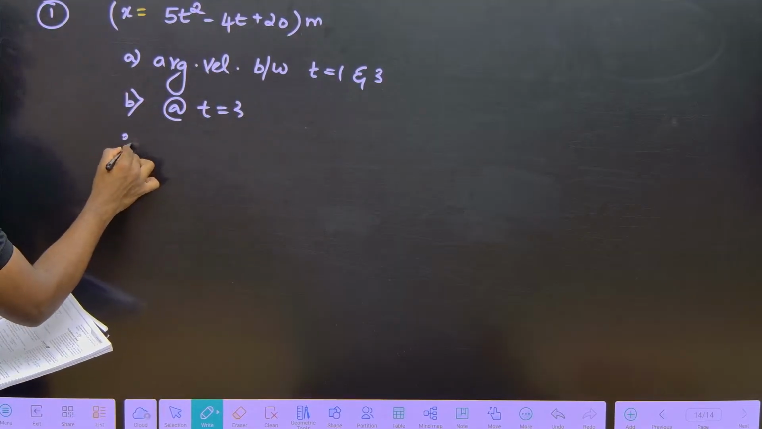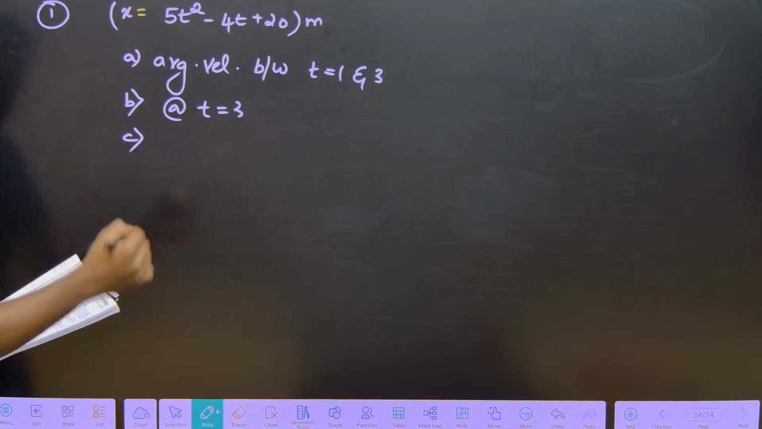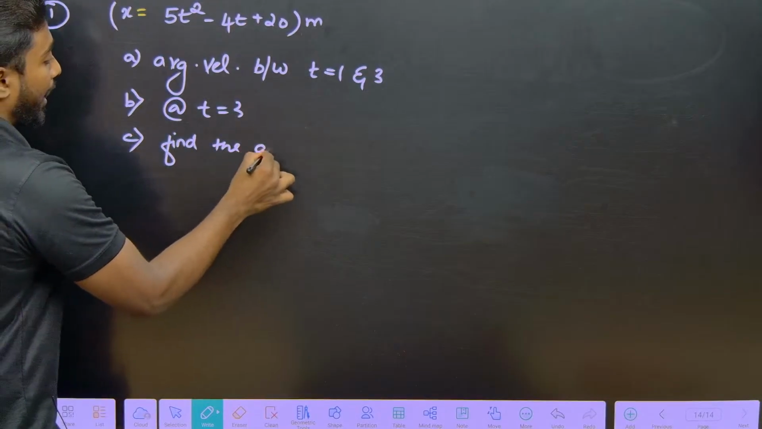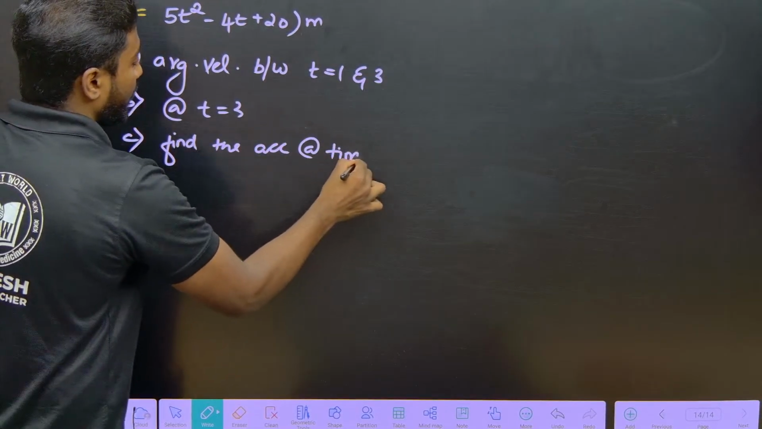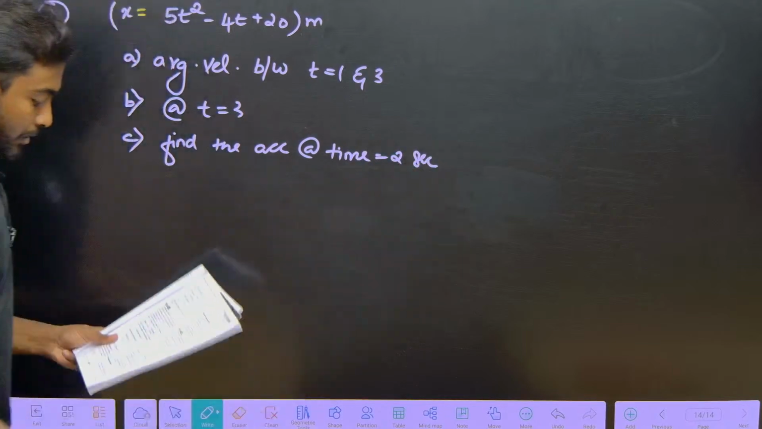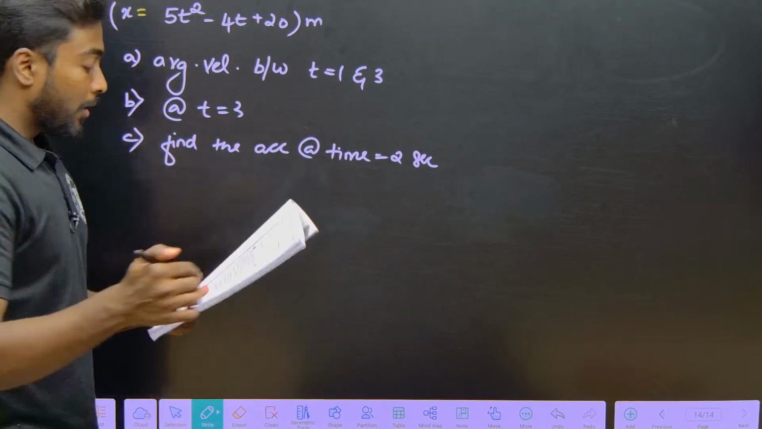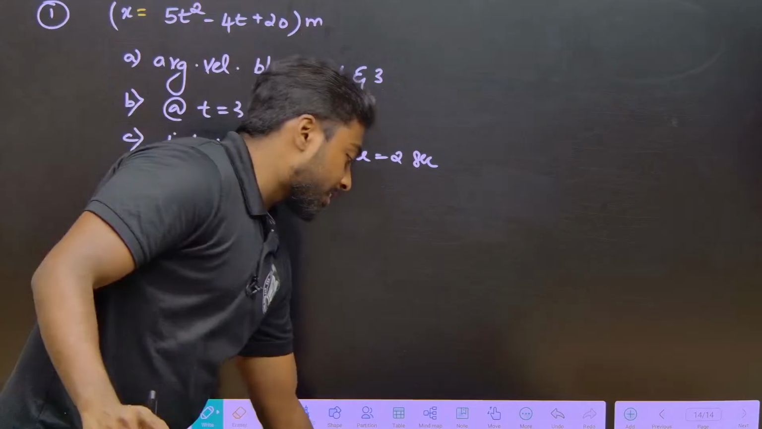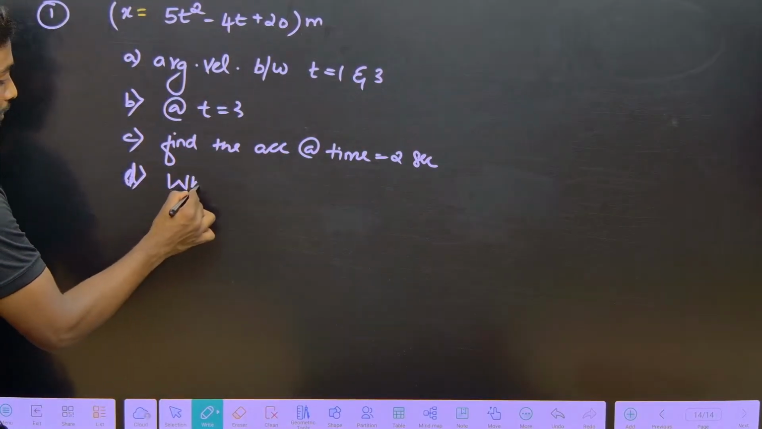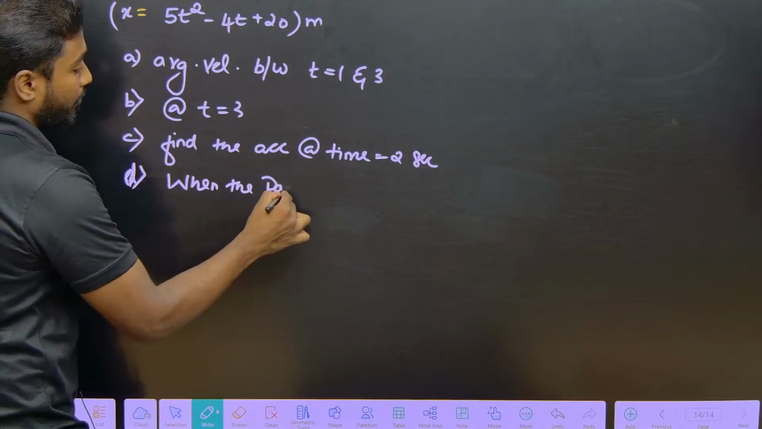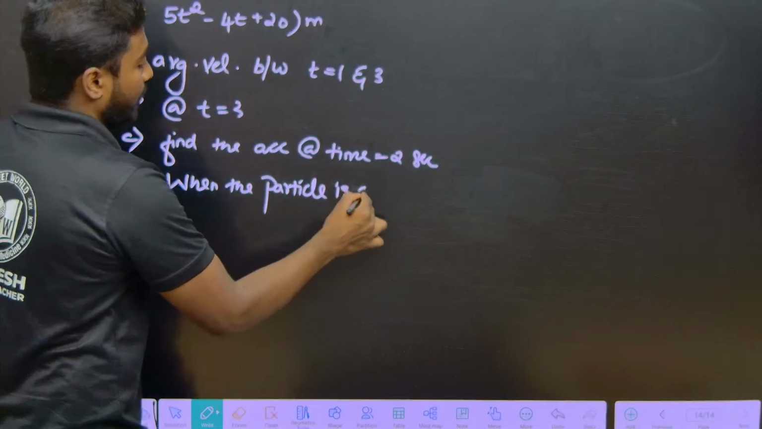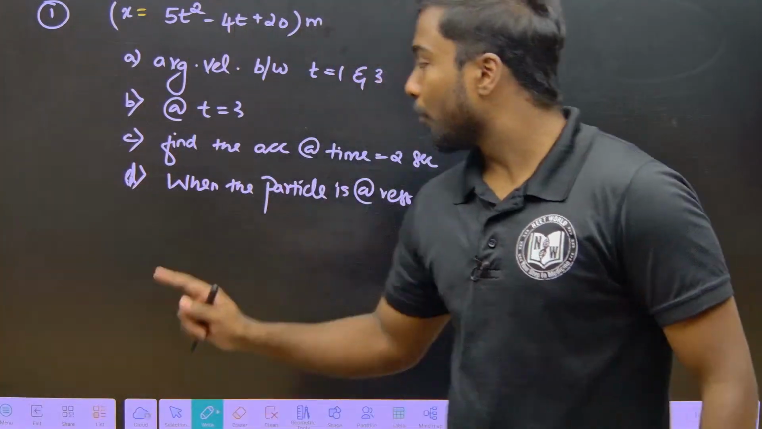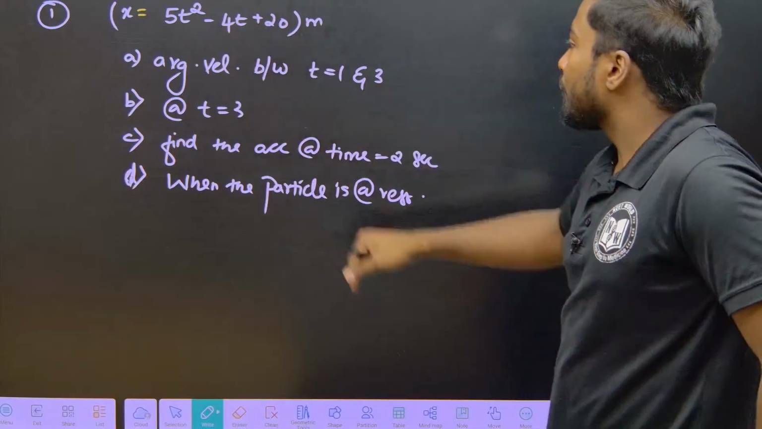The third part is to find the acceleration at time t equals 2 seconds. Understood? Now the fourth part: when is the particle at rest? These are the 4 points, 4 questions they have asked from the equation. So for the first, what is the answer?